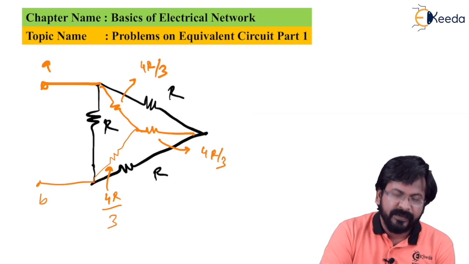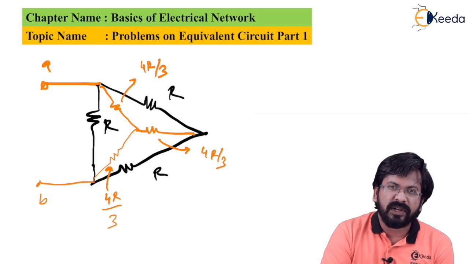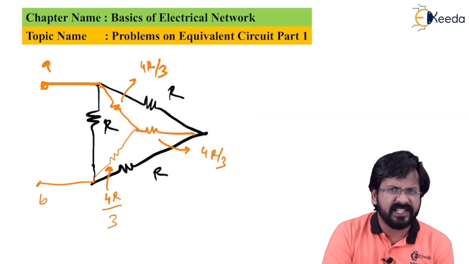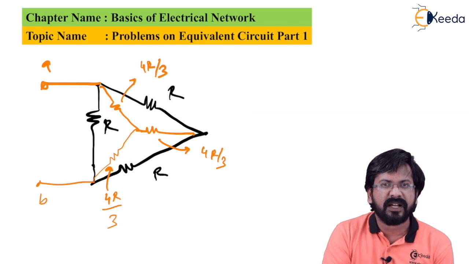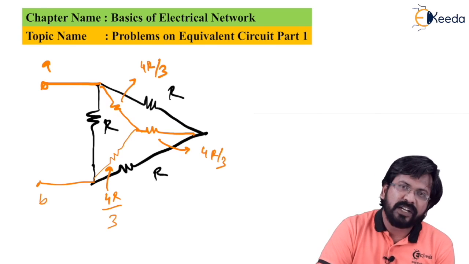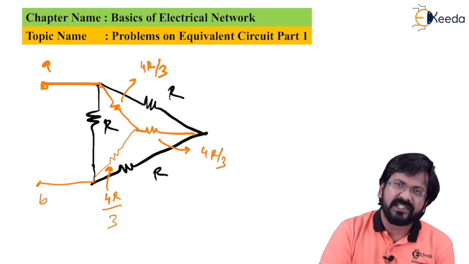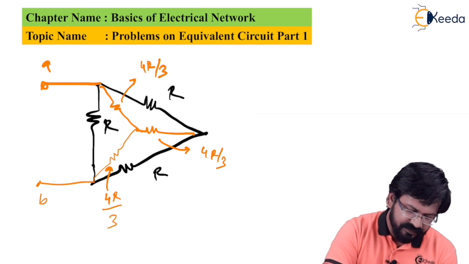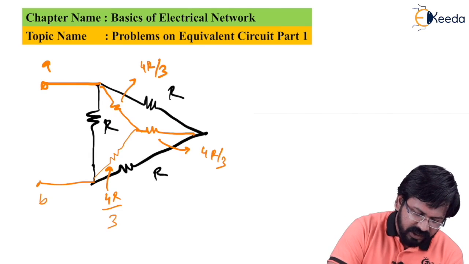So if you remember, in the last slide, I said that whenever you are converting delta to star, and let's say delta is having every element as an equal element, let's say R, then the equivalent star becomes R by 3 and R by 3. Similarly, now we have exactly the reverse case. The given network is a star having equal elements, let's say R, R and R, then its equivalent delta becomes 3R, 3R and 3R. Whatever I said, just let me draw this.